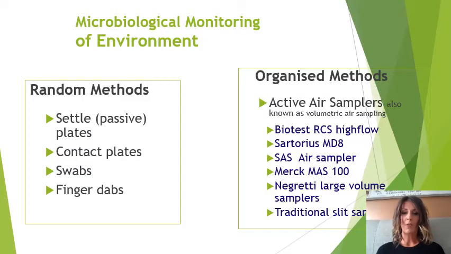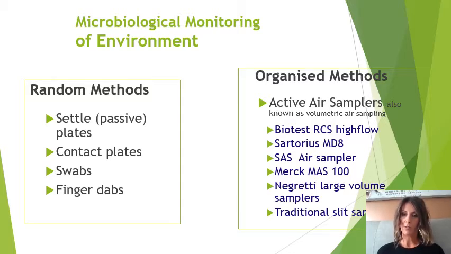So when it comes to microbiological monitoring of the environment, we have random methods and we have organised methods. So our random methods are our settle plates, our passive air samples. So that's where you're laying out a plate and seeing what falls onto it. So it is largely based on whatever happens to be floating above the surface of the agar at the given time. We have contact plates, so that is random sampling of surfaces. We have swabs, and we have finger dabs. So they are random methods of sampling.